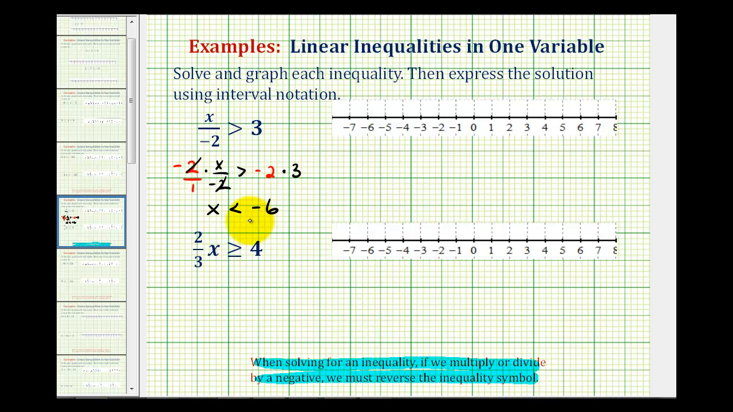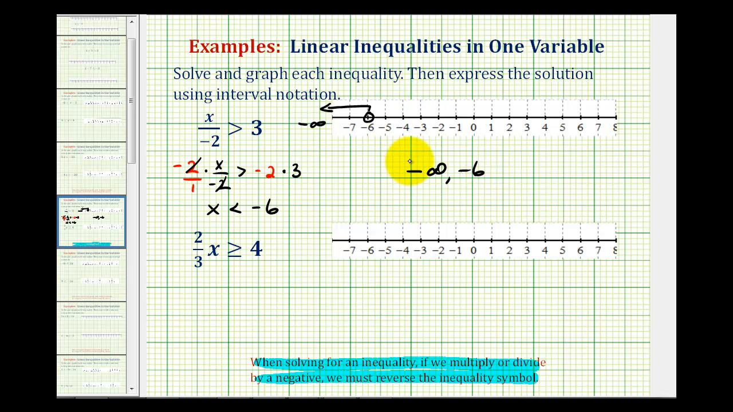So to show this, we'll make an open point on -6, and then for values less than -6, we'll have an arrow to the left. So here's the graph of our solution, and then to write this interval using interval notation, we need to recognize as we move left on the number line, we would be approaching -infinity. Therefore, using interval notation, for the interval from -6 to -infinity, not including -6, we'll have -infinity, comma -6.